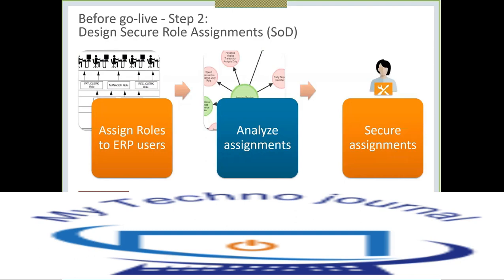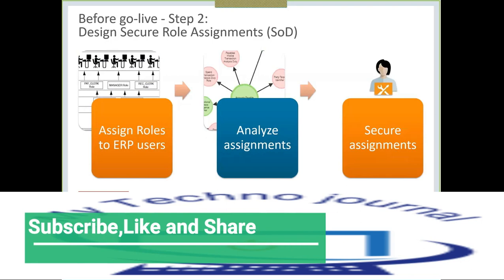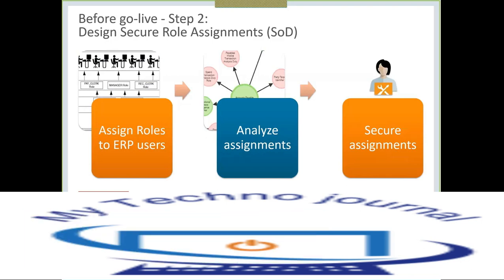Either way, once the roles are assigned, you can use advanced access controls now to analyze these role assignments and check whether they have separation of duties within roles. In this particular case, we are worried about conflicts which are inter-role. So there are conflicts introduced between two or more different roles. And then the final goal is to secure the role assignments.